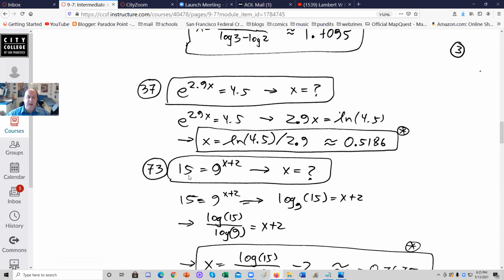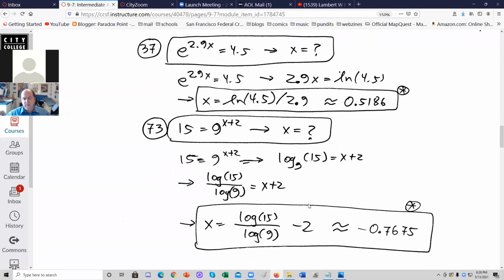To solve 15 equals 9 to the x plus 2, what to do? Well, take log base 9 of both sides. On the left, you get log base 9 of 15. On the right, you get log base 9 of 9 to the x plus 2. The 9 is canceled, which just leaves an x plus 2. Now this log base 9 of 15 is common log of 15 over common log of 9. Subtract 2 from both sides and get x equals common log 15 over common log of 9, all that minus 2, which is about negative 0.7675.